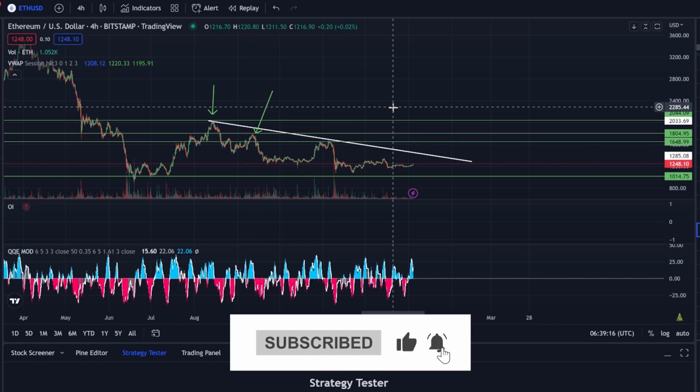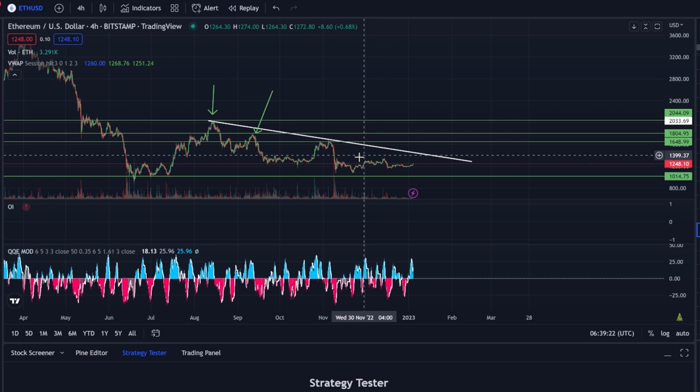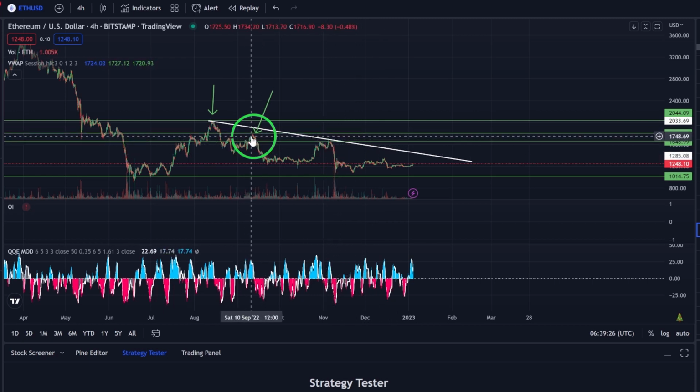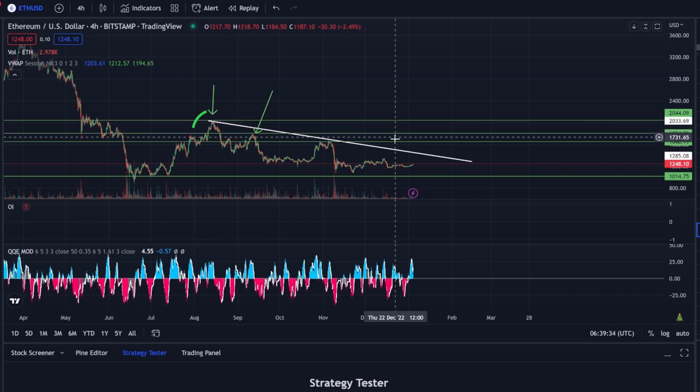Another way to find resistance is a previous resistance level. You can look further back in time to these levels. For example, we have one right here. We also have another one right here, and another one right here, and so on and so forth. So I've put green horizontal lines to establish these on the chart.